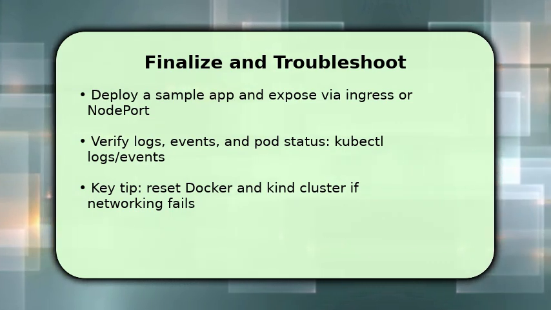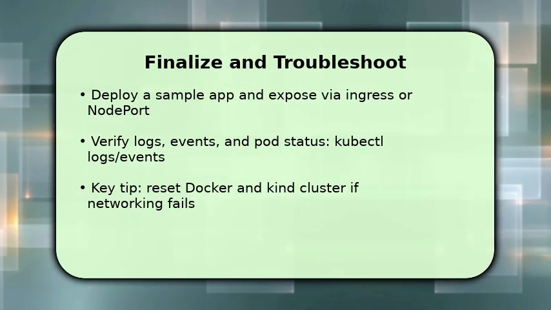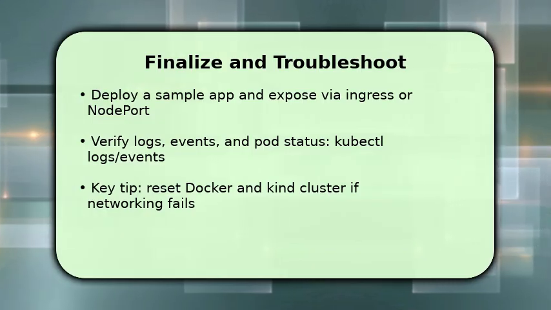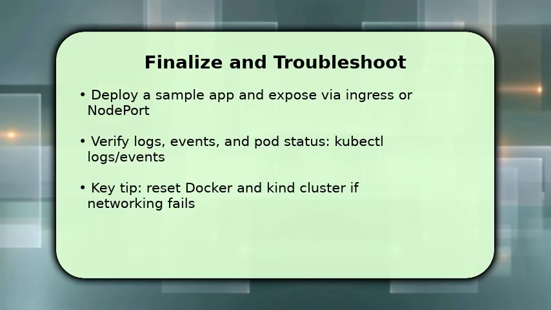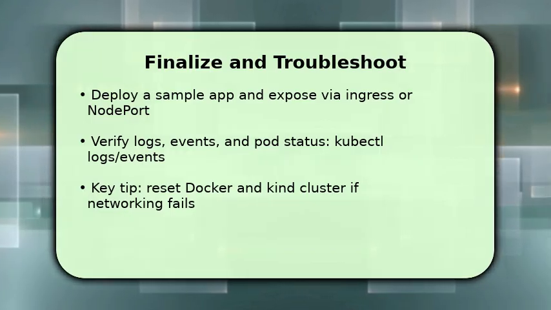If networking or scheduling breaks, a reliable fix is to recreate the kind cluster and restart Docker Desktop. This clears stale routes and often resolves most issues.